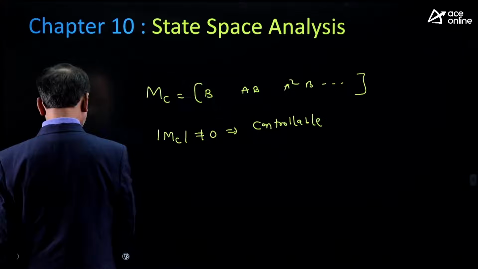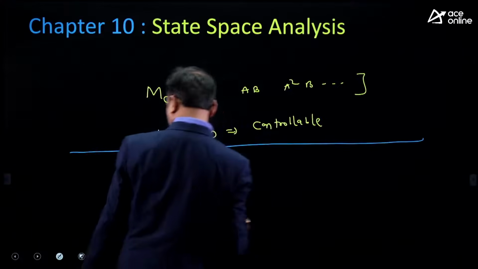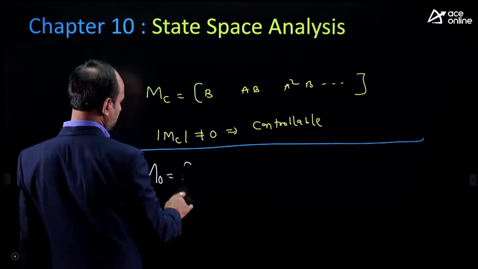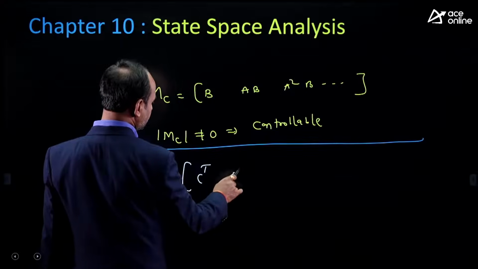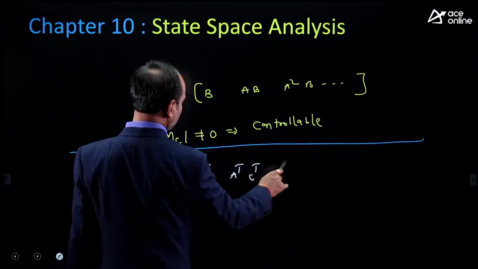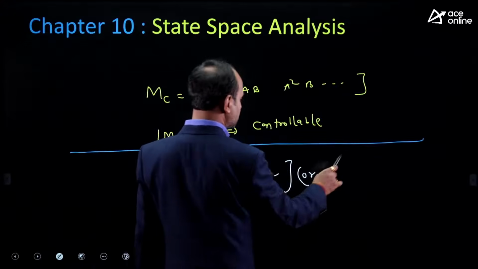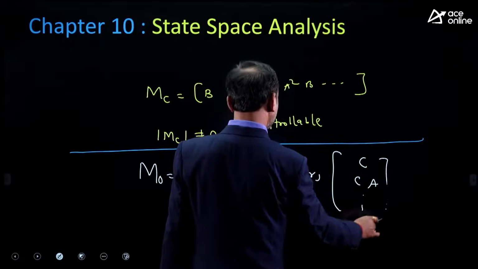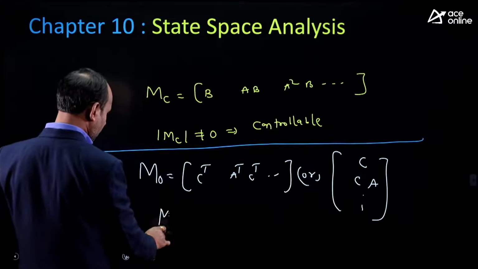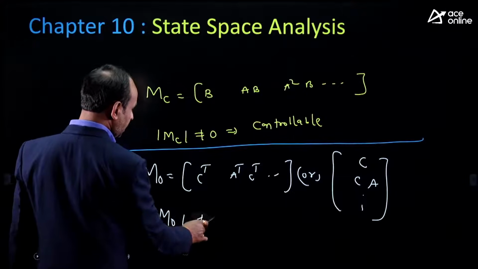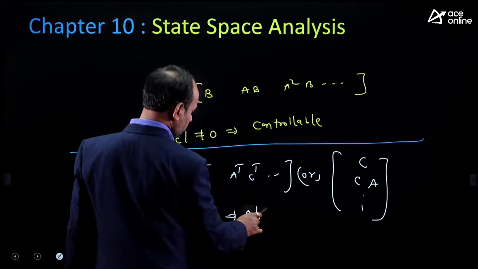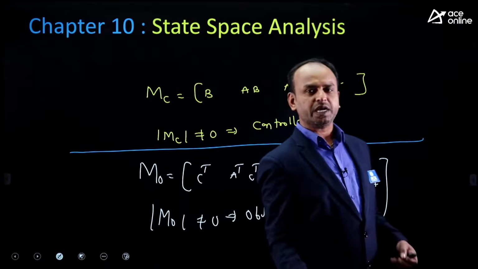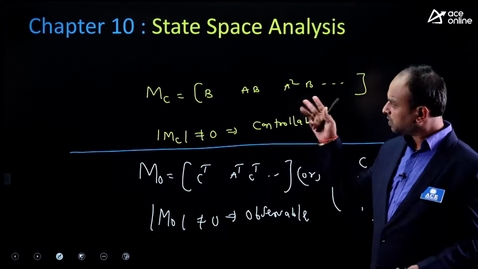Controllability formula, expected question. And for observability, there is one more formula. There are two forms: M naught equals C transpose, A transpose C transpose, and so on, or the reverse form: C, CA, and so on. If det of M naught is not equal to 0, then it is observable. So try to practice observability and controllability. Most expected in control systems are controllability and observability.